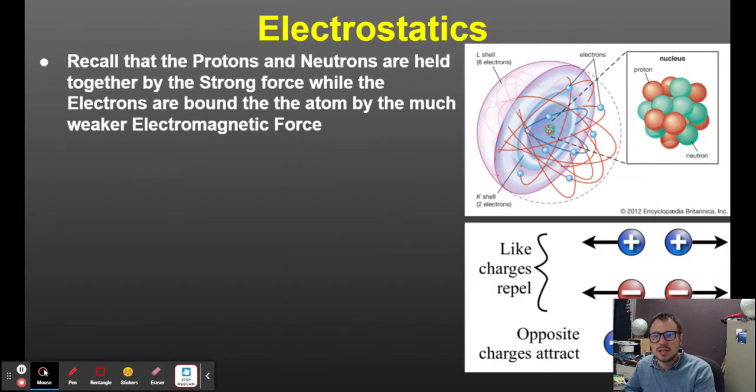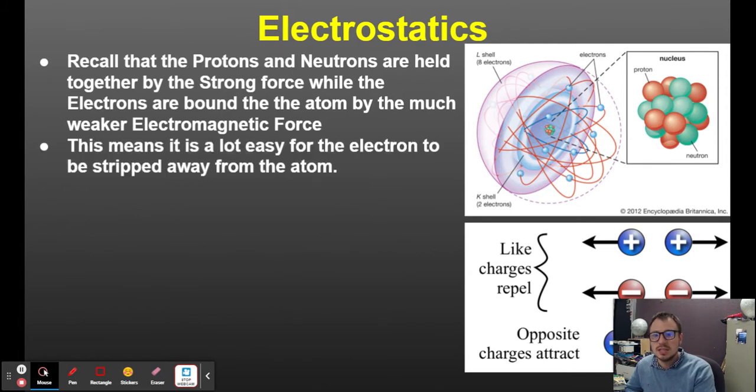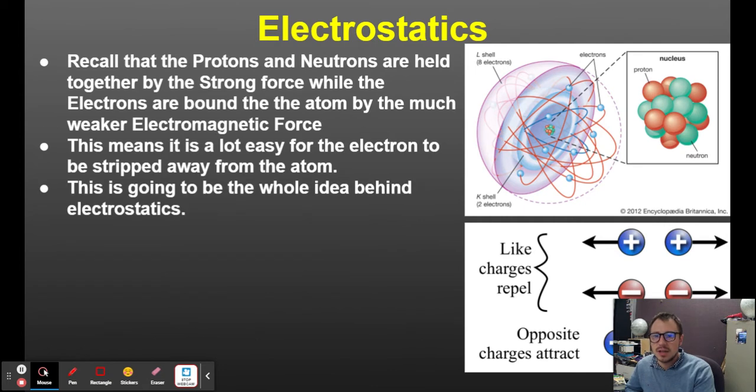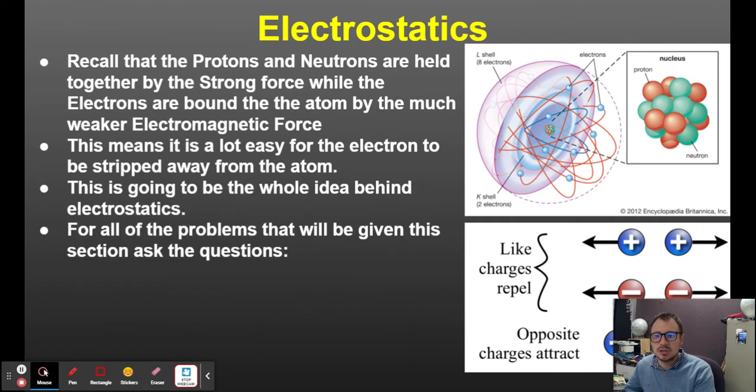Now, that brings us to electrostatics. So recall that protons and neutrons are held together by the strong force, while the electrons are bound to the atom by the much weaker electromagnetic force. This means it is a lot easier for the electron to be stripped away from the atom.